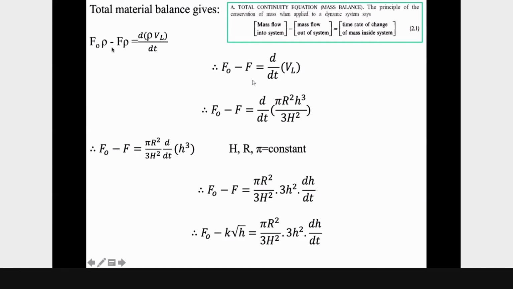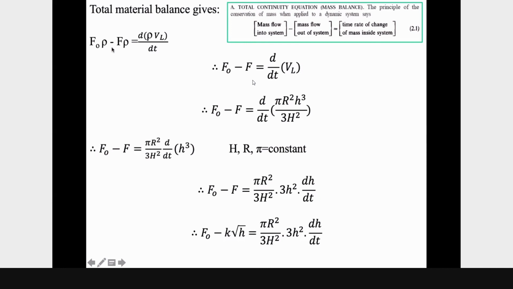F0 is equal to, ये टर्म को उस साइड में शिफ्ट कर दीजिए आप, इस पर्टिकुलर टर्म को उस साइड में शिफ्ट करने के बाद ये प्लस हो जाएगी. So this particular term plus k square root of h. Okay, this is just a small modification done here.